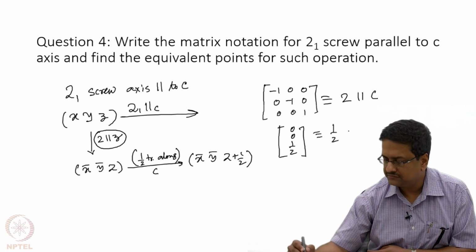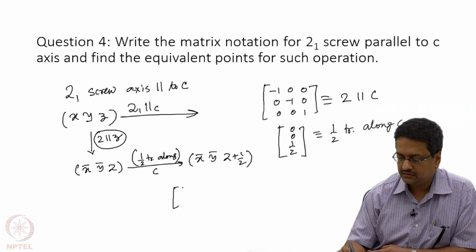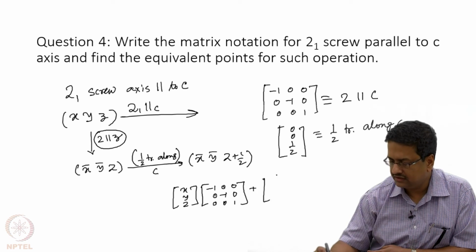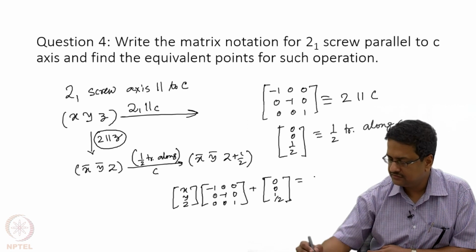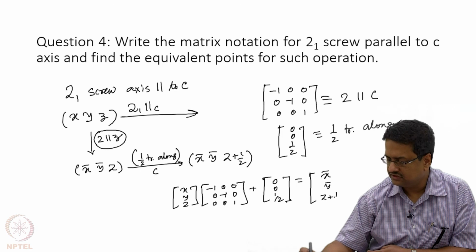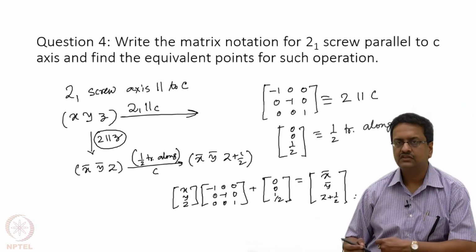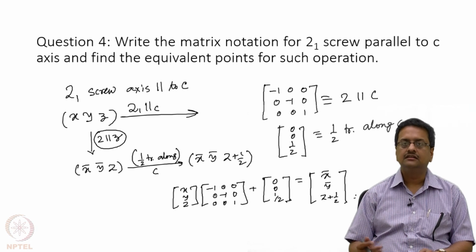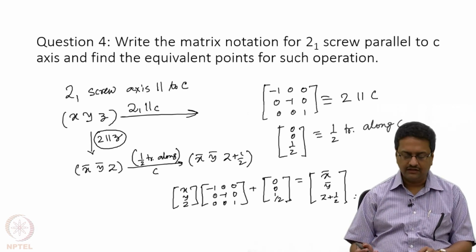which is half translation along C to the point x, y, z, we apply minus 1, 0, 0, 0, minus 1, 0, 0, 0, 1 and then we add the translation component 0, 0, half, then it makes it as x bar, y bar, z plus half. So, this is how one can do this transformation of coordinates using different symmetry elements like screw axis and glide planes using matrix.